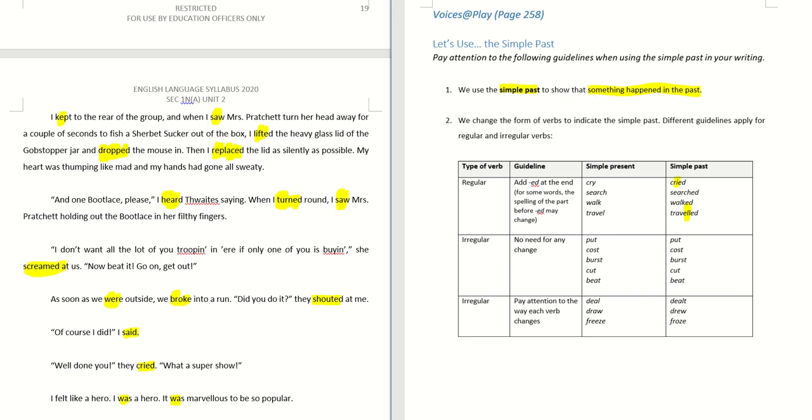For irregular verbs, there's no need for any change. So just now I said already, put, when it's simple past, is also put. Cost, simple past is also cost. Burst, simple past is also burst. Cut, simple past is also cut. Beat, simple past is also beat. So for the irregular verbs, you have to pay attention to the way that each verb changes. So deal, dealt, as with a T. Draw, the A is changed to an E, drew. Freeze, you change it to the first.